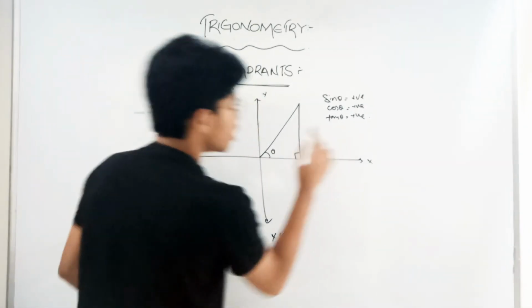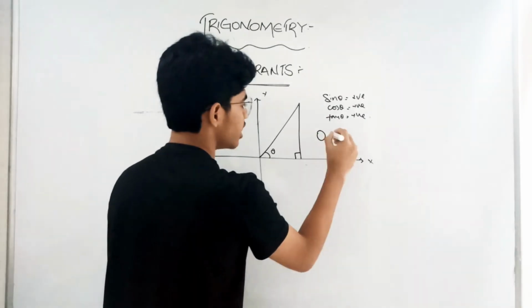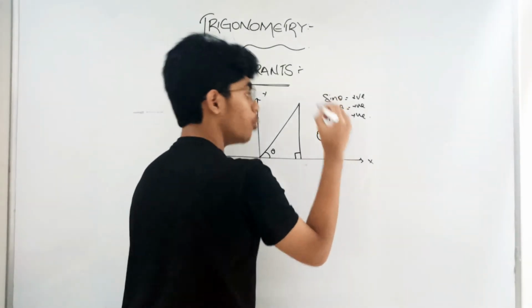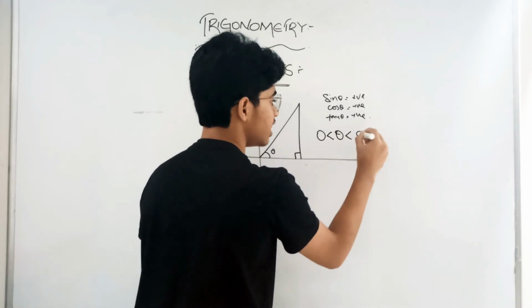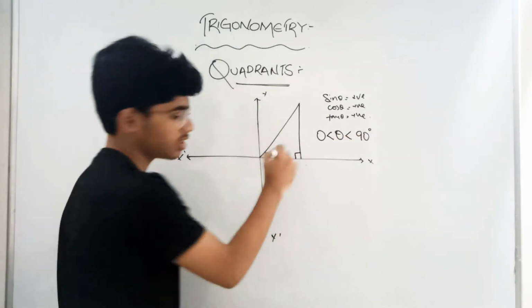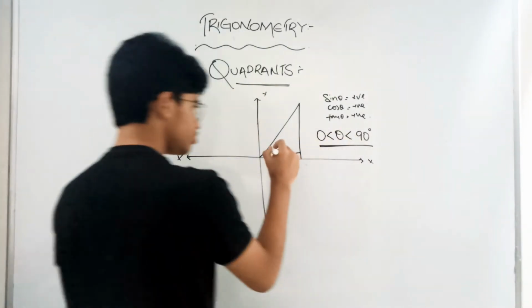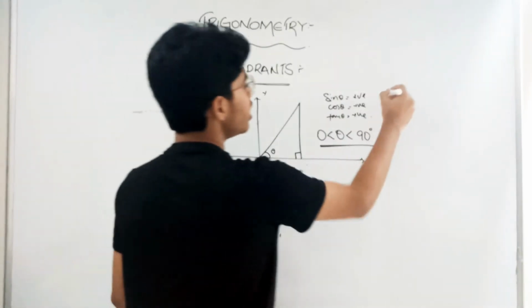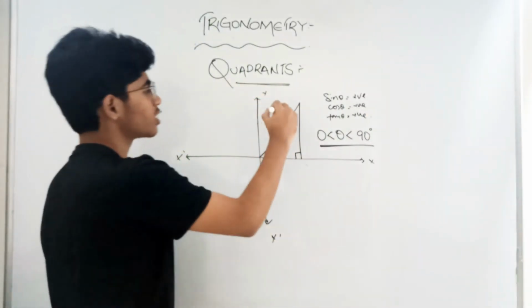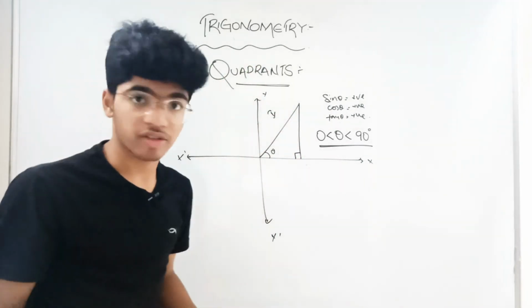Here, this is theta. So theta lies between 0 degrees and 90 degrees, so theta is more than 0 degrees and less than 90 degrees. We know this is 90, and all are positive. Theta is in what is called the first quadrant. Sorry, I forgot to say: in the first quadrant, all trigonometric ratios are positive.